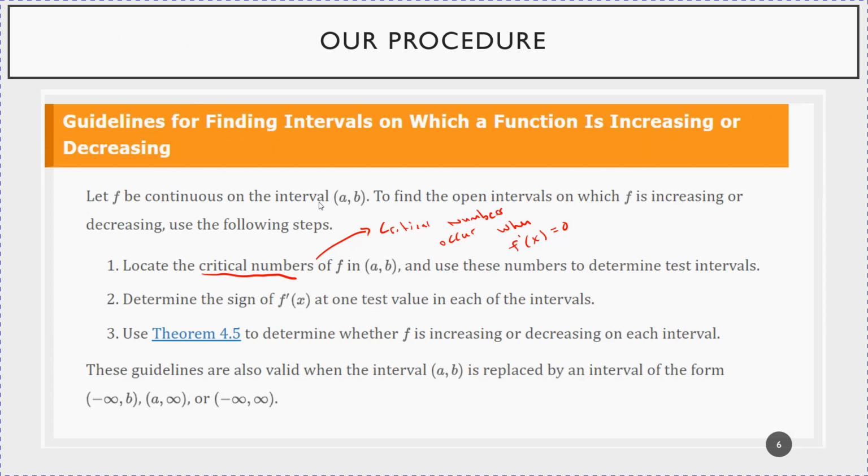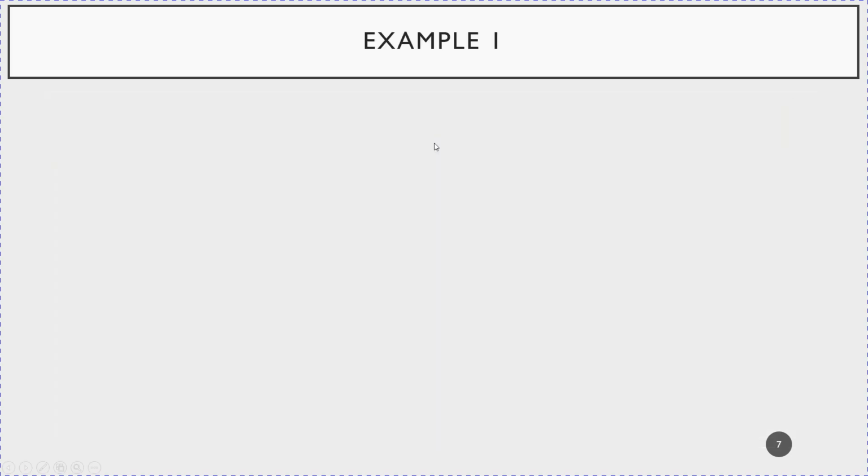Okay, these guidelines are also valid when that interval a to b is replaced with an interval of the following form: negative infinity to b, a to infinity, or negative infinity to infinity. And you will literally see that in the first example here. Okay, so I'm going to start with a real simple one here. All right, and we'll start with one of the easiest ones.